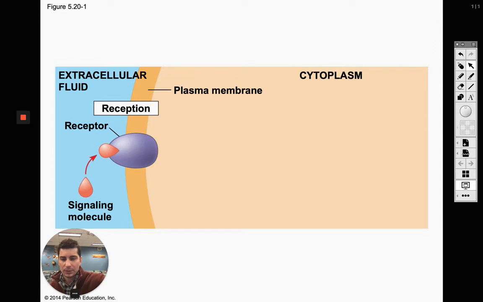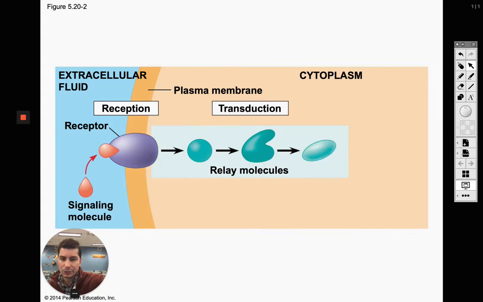Okay? And what's going to happen is once we have that protein activated by the signaling molecule, by the ligand, it's going to relay these molecules, and that is called transduction. It's going to go from one molecule to the next to the next. So this is our cascade of different molecules being used in order to deliver some type of message. And once that message gets to where it needs to be in our cell, then we are going to have our response, our activation. Okay?